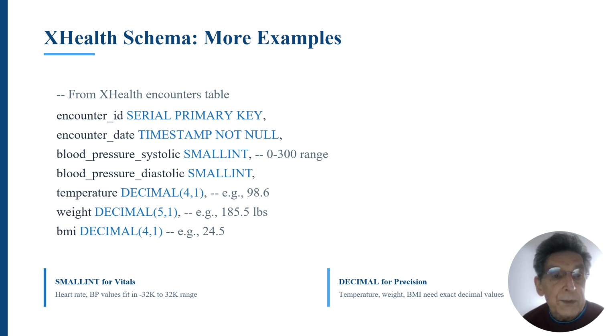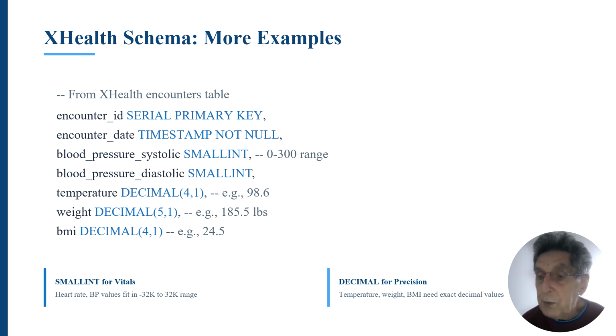All right, let's look at some more examples. Let's look at our encounters table. Encounter ID is a serial primary key, follows the same patterns as patients in the previous example. Timestamp not null means we need both date and time. When did the visit start? Blood pressure systolic, small integer works because the range is 0 to 300. It's plenty. Small int saves space across millions of encounter records. Blood pressure diastolic, similarly, small int works.